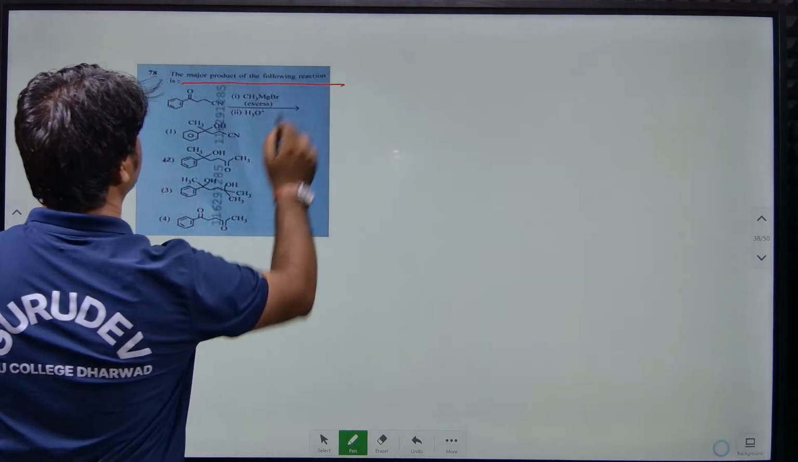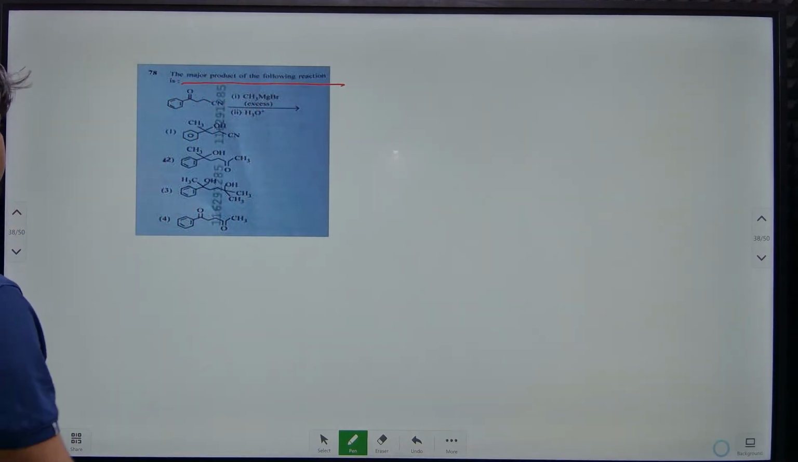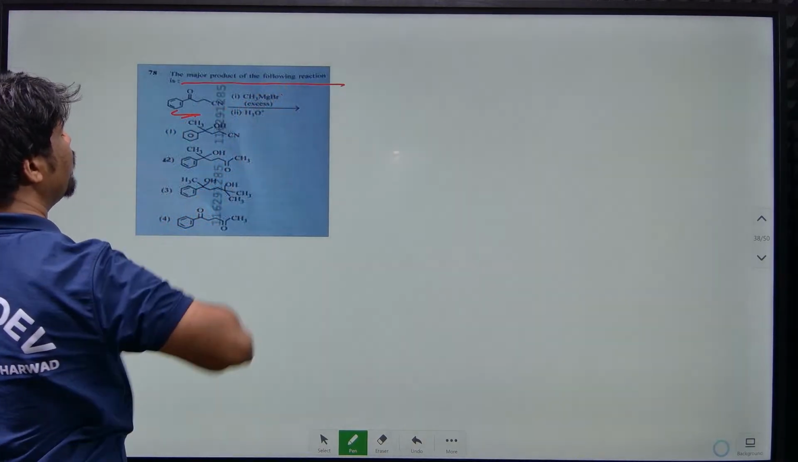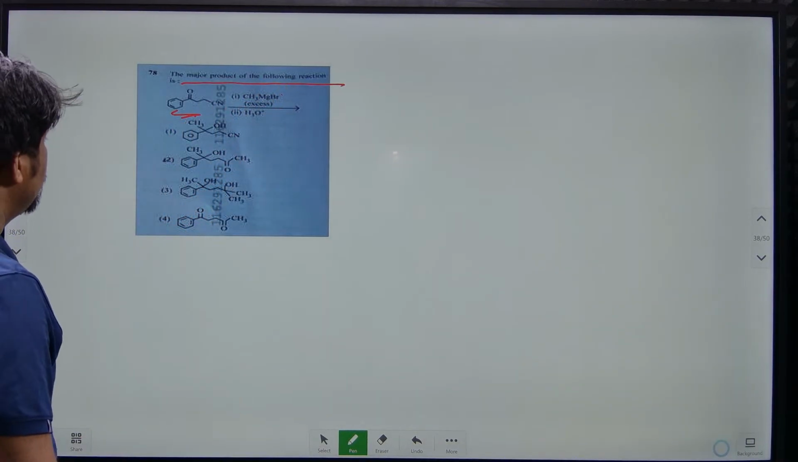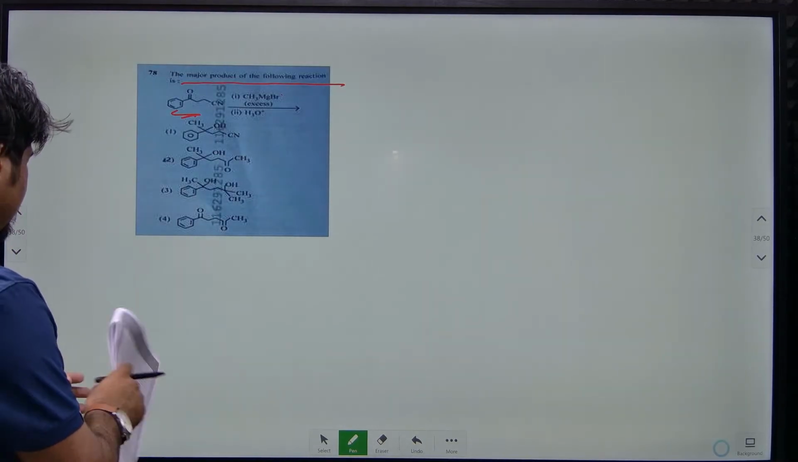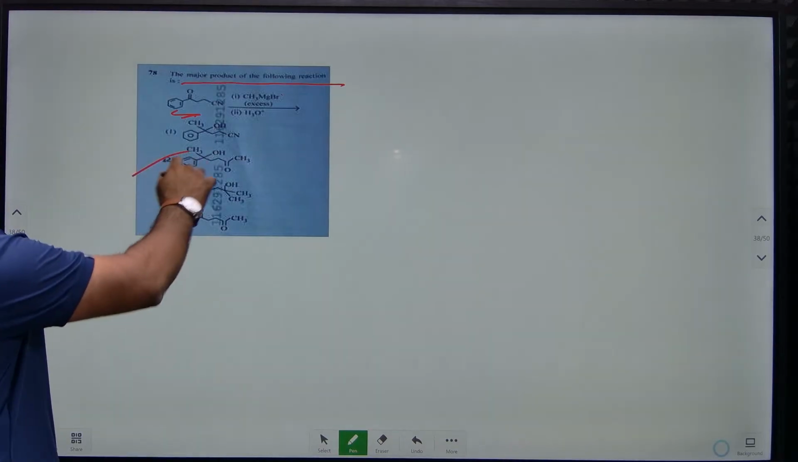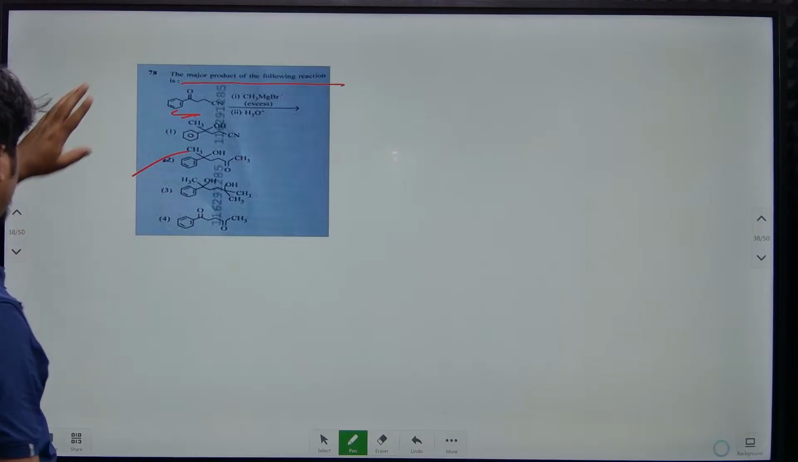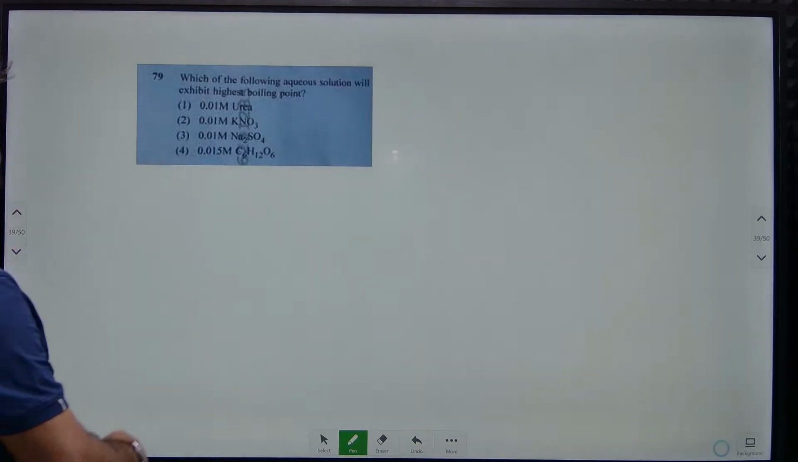The major product of the following reaction, when this molecule is reacted with the Grignard reagent followed by acid hydrolysis. So, which is the right answer for the question here? Actually, the second option is the right answer. So, tomorrow I am going to write the reaction for question number 78. Well, go to the next one.